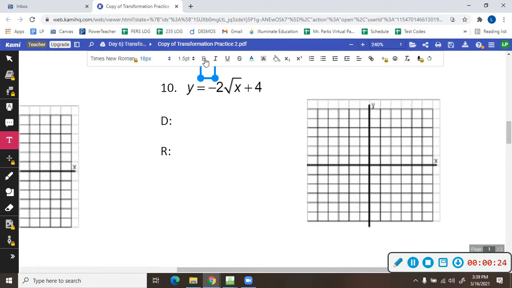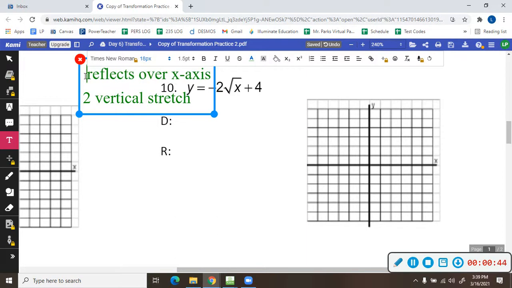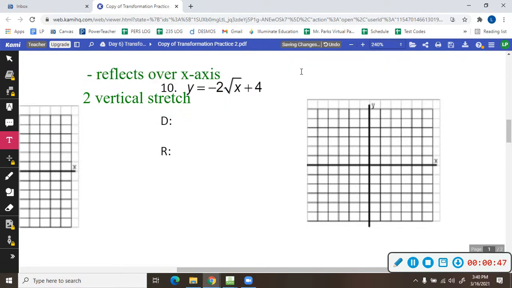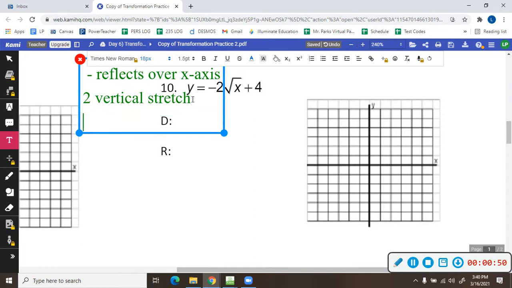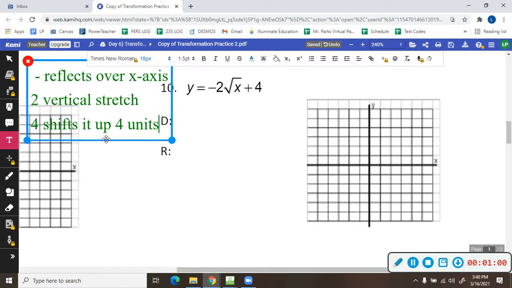Negative reflects it over the x-axis. And then the 2, that does something called a vertical stretch. So the negative sign flips it over. The 2 does a vertical stretch. Now what does that 4 do? The 4 shifts it up 4 units. So those are what's happening here.